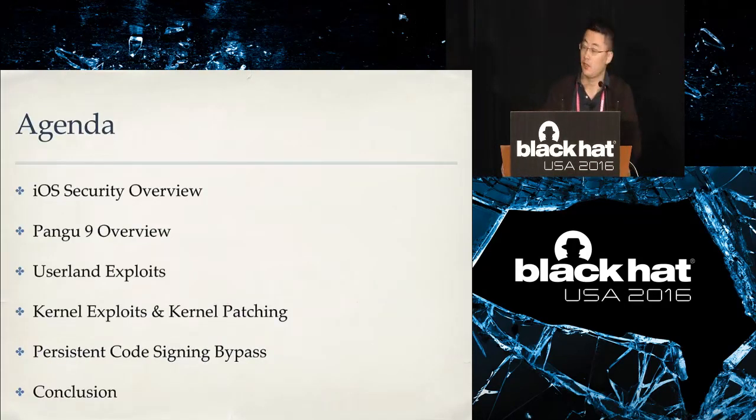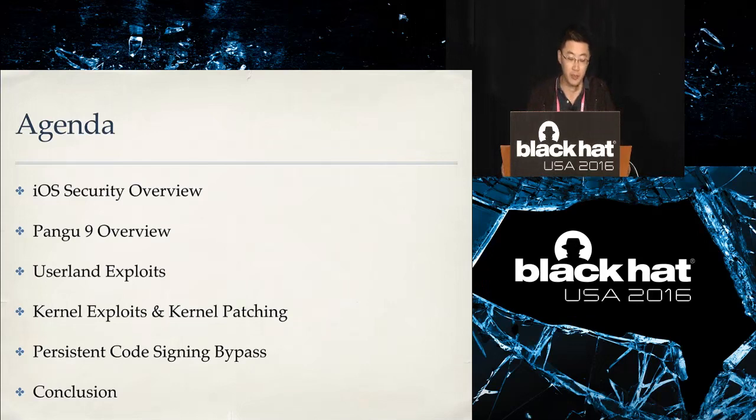Okay, so this is the outline of the talk. At the beginning, I would like to quickly go through the iOS security architecture. And remember, after our talk, there will be a talk from Apple, which will discuss more on iOS security. So please refer to that talk for more details on iOS security. And after that, I will give a quick overview on Pangu 9. I will explain how we designed the exploit chain.